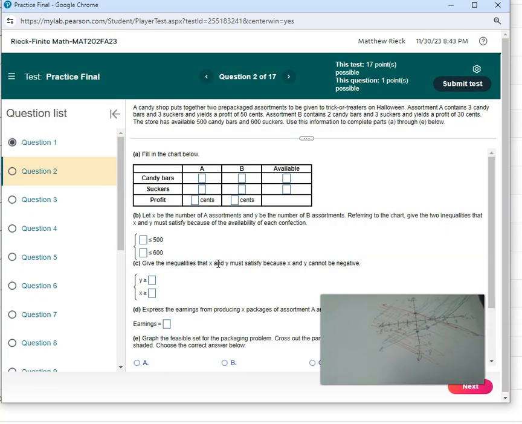All right, so the next part is dealing with setting up a linear programming problem. A candy shop puts together 2 prepackaged assortments to be given to trick-or-treaters on Halloween. Assortment A contains 3 candy bars and 3 suckers and yields a profit of 50 cents. Assortment B contains 2 candy bars and 3 suckers and yields a profit of 30 cents. The store has 500 candy bars and 600 suckers. Use this information to complete parts A through E. The first one is reading the problem and filling in the chart with the appropriate information.